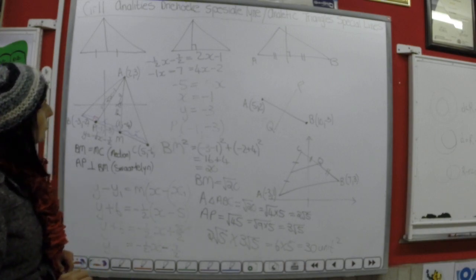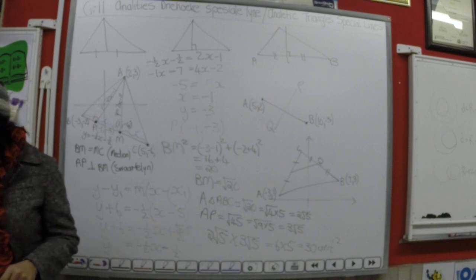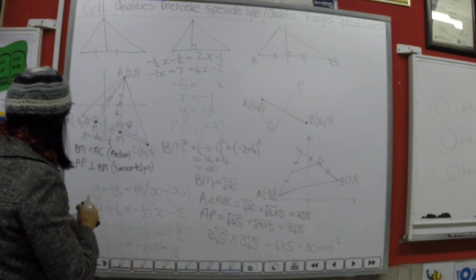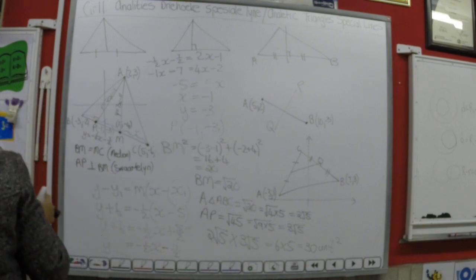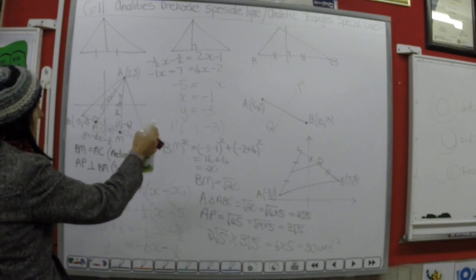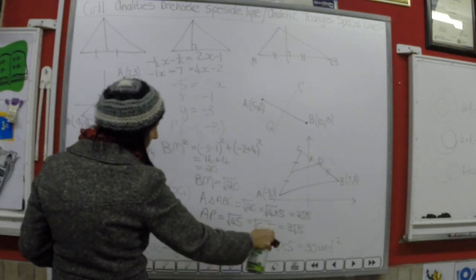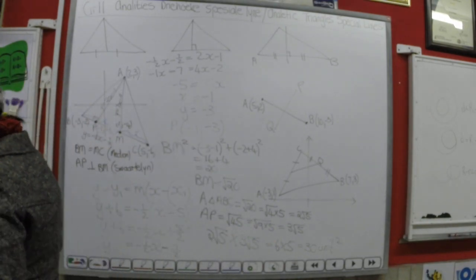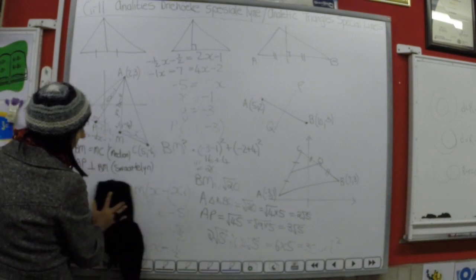Dit is 'n groot mond vol, graad 11. Make sure you know your terminology regarding medians, altitudes and perpendicular bisectors. Maak seker jy ken die verskil tussen 'n hoogtelyn, 'n mediaan en 'n middelloodlyn. Very important to know that theory.